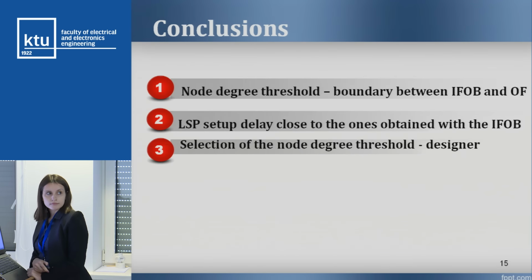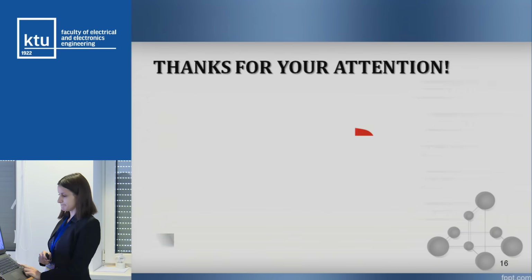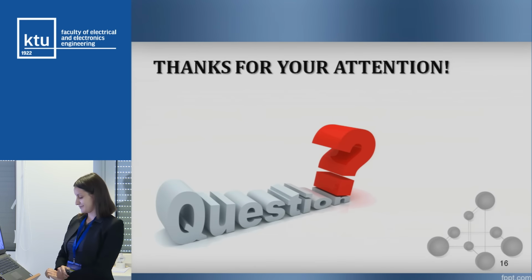And at the end, I would just say that our hybrid method is some kind of compromise between delay and the probability that a failure occurs at the links which carry data and signaling traffic, and selection of this node degree threshold by a designer enables him to have a trade-off between these two requirements. And that's it. Thank you very much.